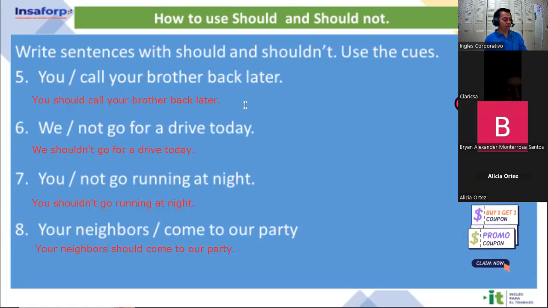Your neighbors should come to our party. Our party, right? Or party, if you want. Our party. This sentence, Brian, try to say fluently, right? You say, your neighbor should come to our party. Come on. Your neighbor should come to party. Okay. Nice try. Very good.